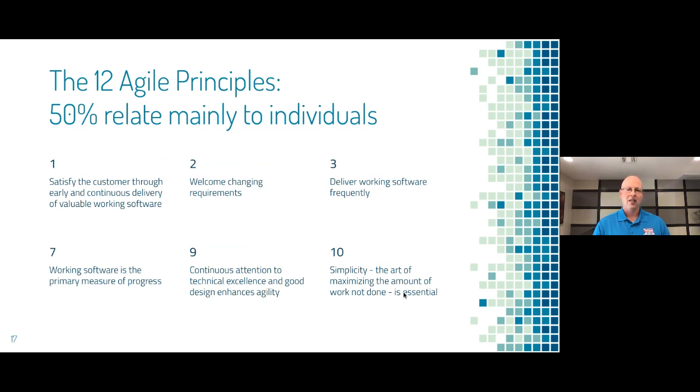Number 7, working software is the primary measure of progress. Number 9, continuous attention to technical excellence and good design enhances agility. And number 10, simplicity, the art of maximizing the amount of work not done, is essential. So out of these 6 things, you can see that 3 of them talk about working software. That's going to be important. A little foreshadowing there.